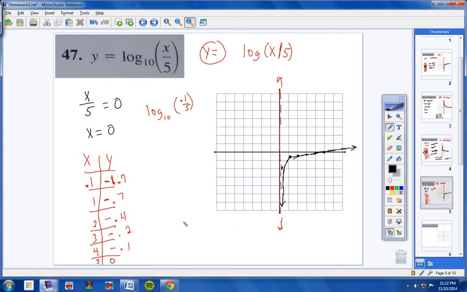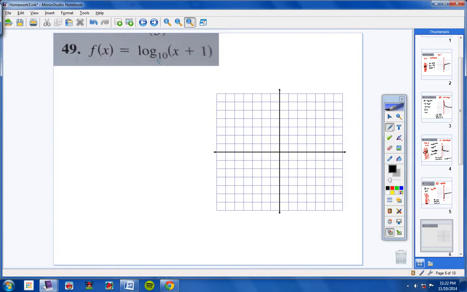Okay. Domain would be x is greater than 0. Your vertical asymptote would be x equals 0. And your x-intercept would be 5, because when you put 5 in, you got out a 0 right here. Okay? Alright, number 49.